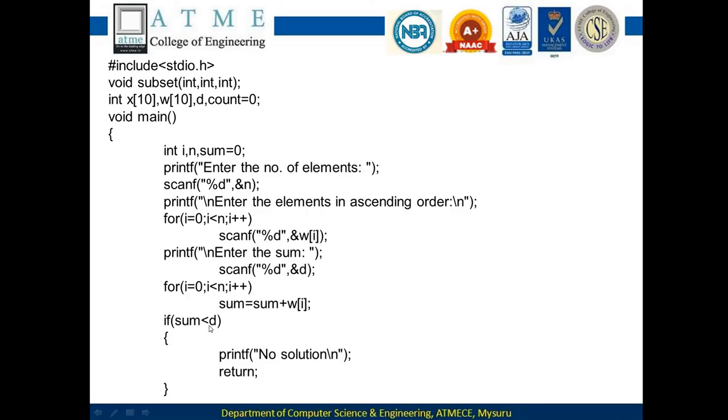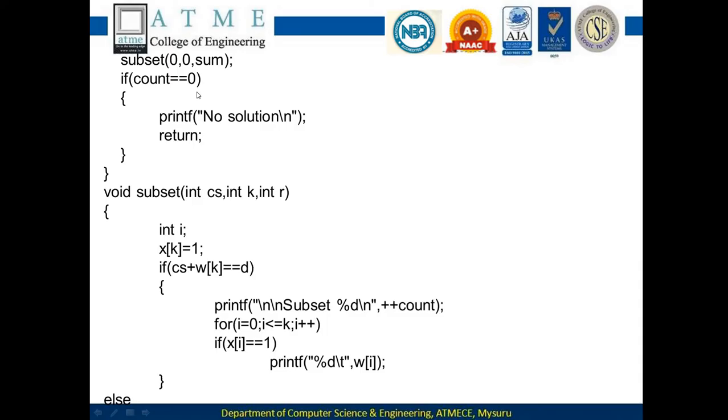Now if sum is less than d, then there is no solution. Why? Because whatever the user would have entered, if it is more than the actual sum that is being calculated, meaning the total actual sum, then no solution exists and we return out of the program.